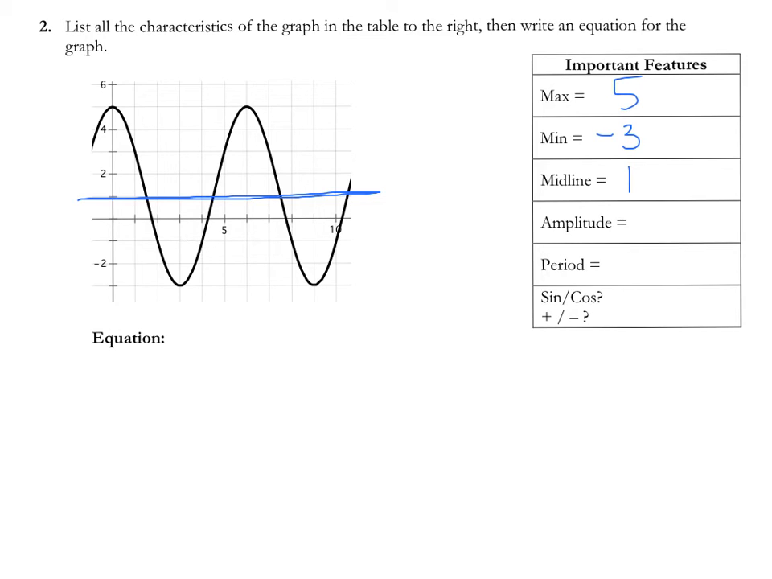Now our amplitude is the distance, so the number of units in the y direction, between a peak and the midline. So in this case, we're going from 1 up to 5, so that's a total of 4 units. Our amplitude is 4.